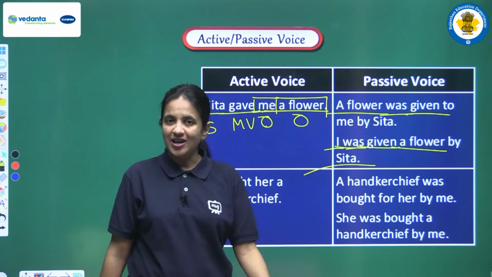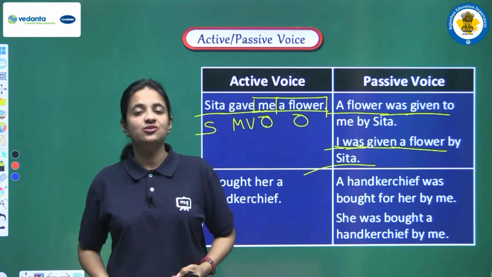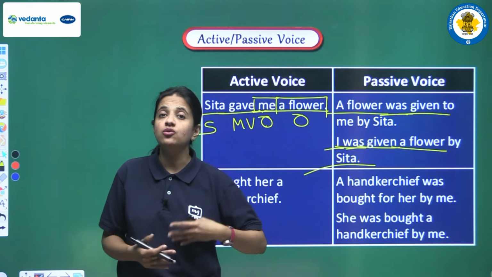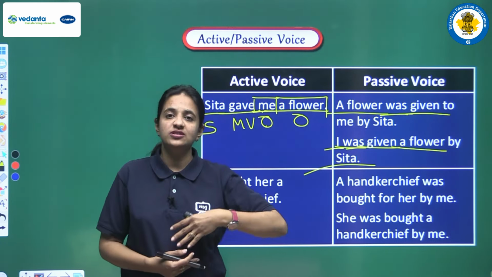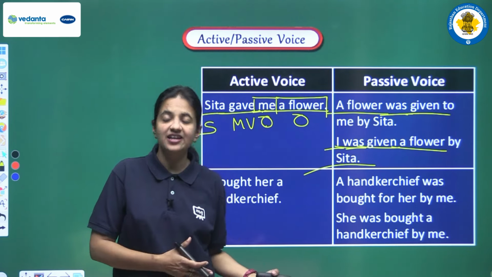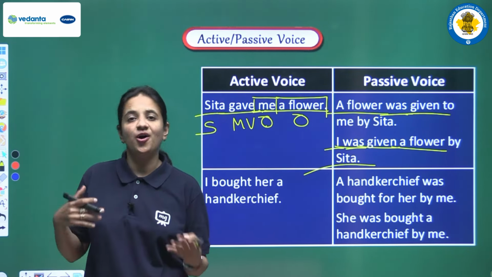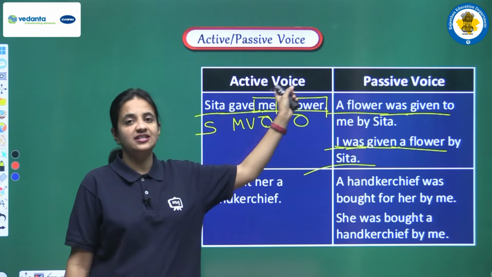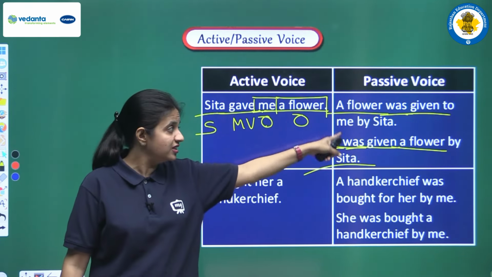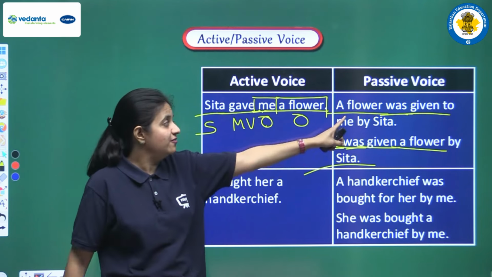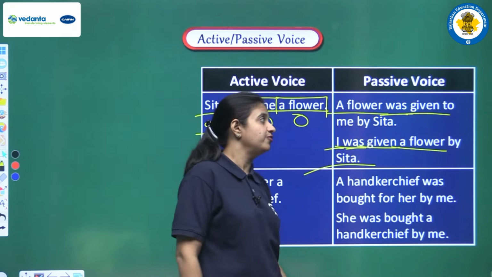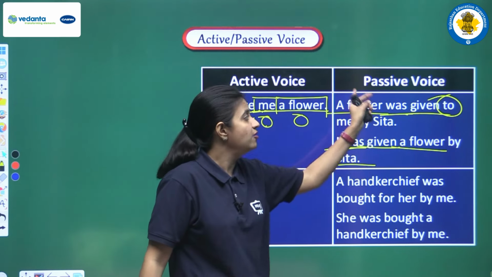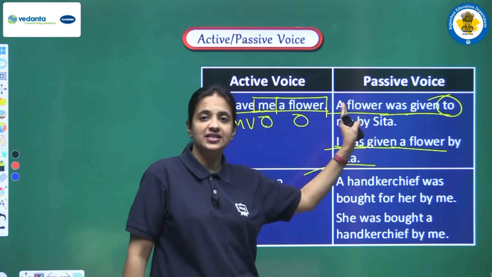Okay, so one more time I am repeating that sometimes we can have two objects in the sentence. So at that time we have two options, कि हम दोनों में से कौन से subject से sentence अपना start करें. So two objects are there, so yes, two options are there as well. So in these two ways we can convert this sentence into passive voice. Observe the structures very carefully, students. When we are writing "a flower" in the beginning of the sentence, then we are adding "to" also, and the sentence will be: A flower was given to me by Sita.